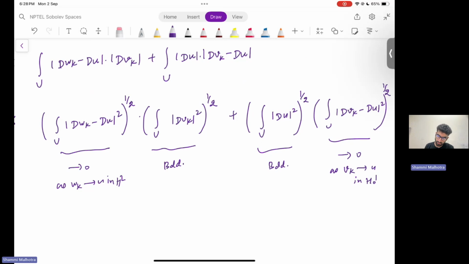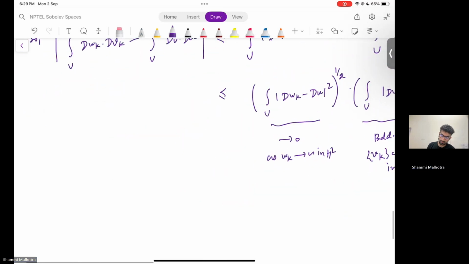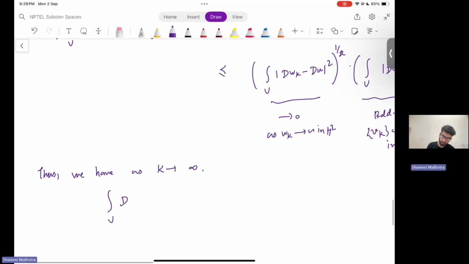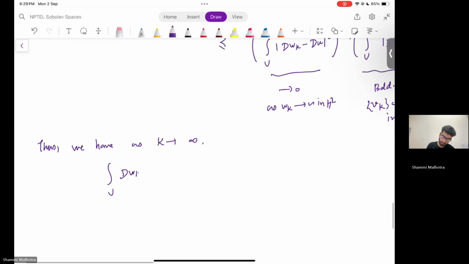And why is this bounded? Because vk is a convergent sequence in H01, and convergent implies boundedness. So this is bounded. This implies, as k tends to infinity, integration of u of dwk dot dvk goes to integration over omega of u of du dot du.